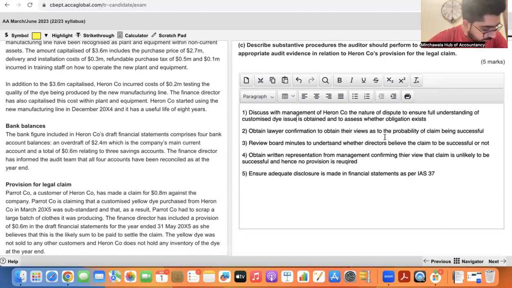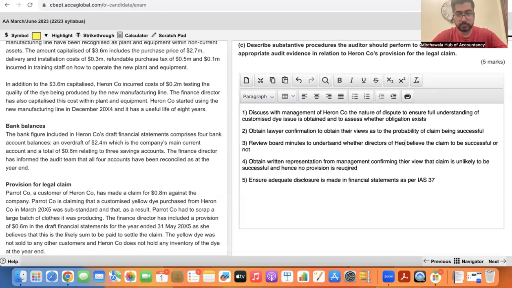Okay. Review board minutes to understand whether directors of Heron believe the claim to be successful or not. Okay. Ensure adequate disclosure is made in financial statements as per IAS 37. Now, see point number 4. Obtain written representation from management confirming their view that claim is unlikely to be successful and hence no provision required.